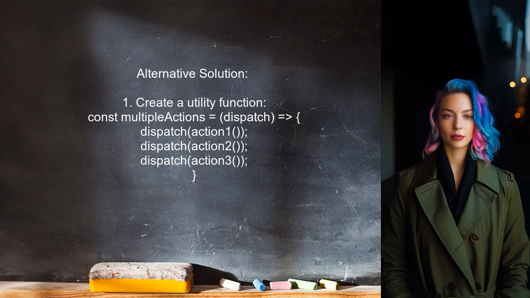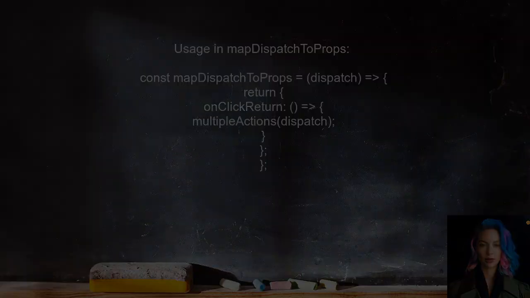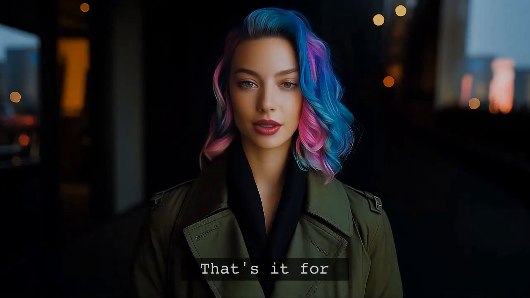One alternative approach shared by a user involves creating a utility function to dispatch multiple actions synchronously. They define a function called multipleActions that takes dispatch as an argument and dispatches each action in sequence. In the mapDispatchToProps function, they suggest calling this utility function when a button is clicked. This keeps your action dispatching organized and clear. That's it for that response.